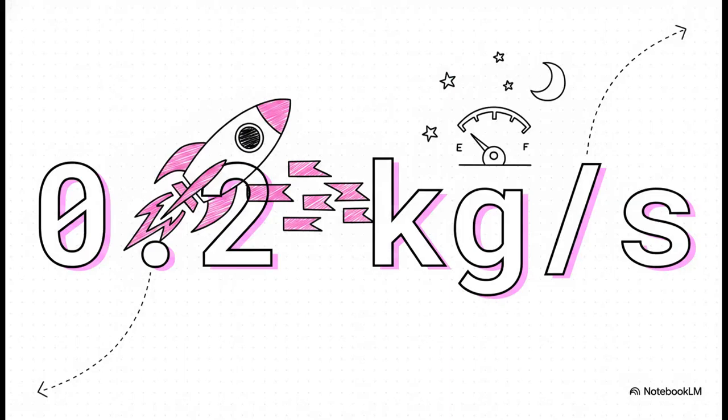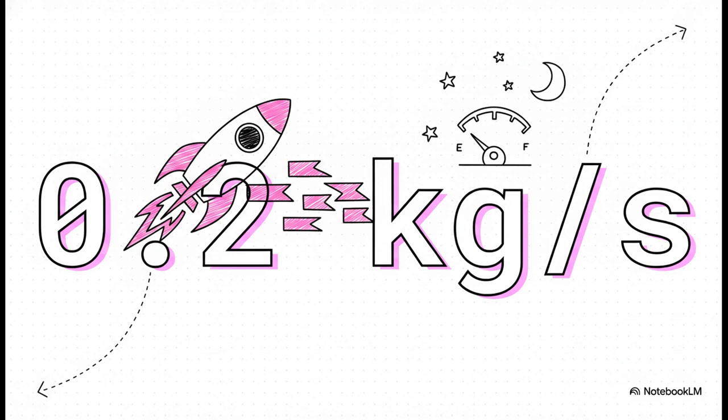Now take a look at the seemingly tiny number, 0.2 kilograms per second. Looks like nothing, right? But context is everything. In aerospace engineering, this represents a spacecraft engine's fuel consumption during a super delicate orbital adjustment. To put that into perspective, the mighty Saturn V rocket burned through roughly 13,000 kilograms of fuel every single second during launch. That's insane. Here we're just looking at 0.2. But the stakes? Just as high.